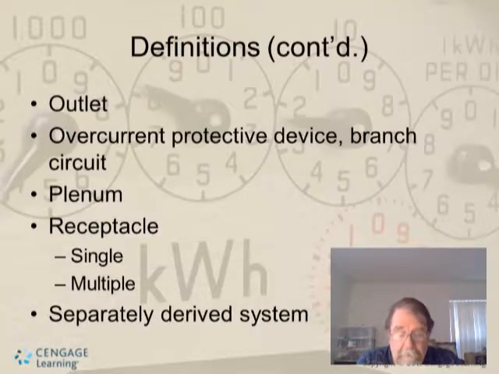Now, an alternative AC source, such as an on-site generator, is not a separately derived system if the grounded conductor is solidly interconnected to the service-supplied system's grounding conductor. So, it's essentially still connected to the system, even if it's only the grounded system, but it's not connected until you throw the switch for the hot side.